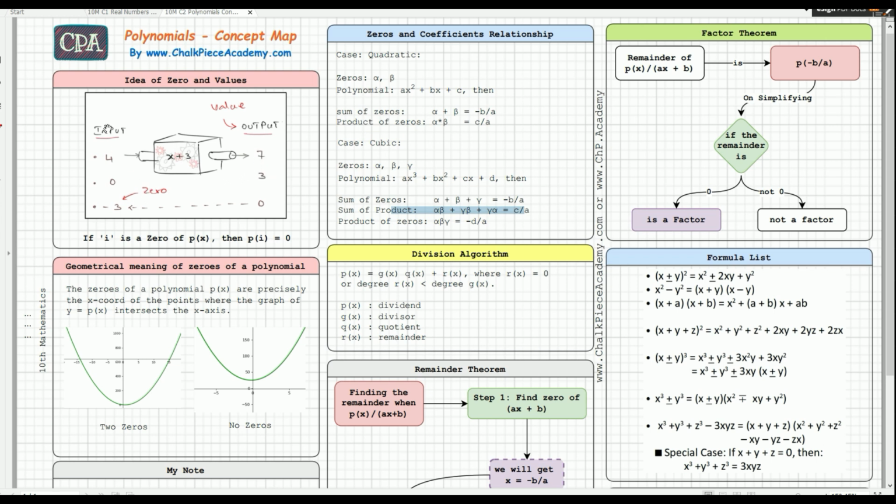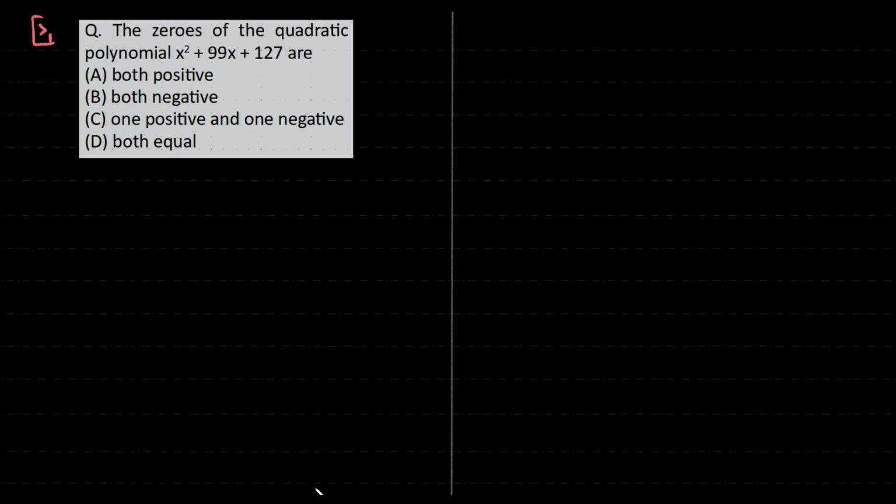So a zero, as an input value, can be negative, positive, or 0 itself. It need not be just 0. If I put in any value which makes the output 0, it's called a zero of the polynomial. Here the question is, can they be positive? Can they be negative? Can one be positive and one negative? Can both be equal? See, use your common sense.